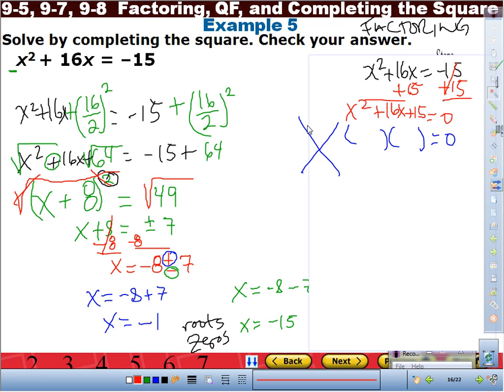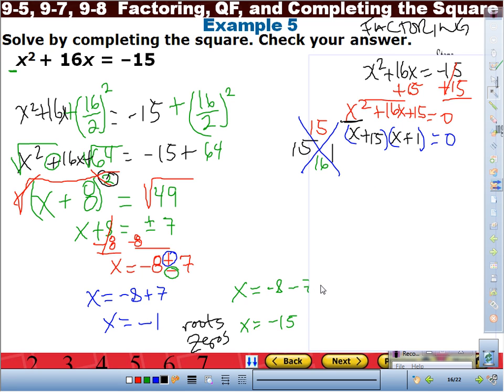What goes on top? 15, and on the bottom we got 16. What factors of 15 add up to 16? 15 and 1. So we factor the first term, x, and we get x plus 15 and x plus 1. You're like, Mr. Q, why don't we just do it like this? Because. All right, what's the next step?